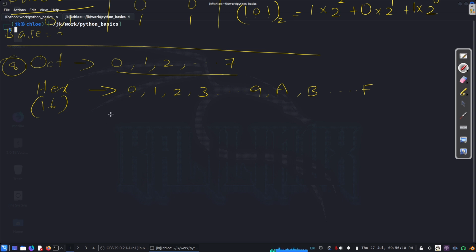For example, if you have something like 1F in the hexadecimal system, you will say, right, 1 into 16 to the power of 1, right? And F is basically 15, right? So 15 times 16 to the power of 0. So I have 16 plus 15, which is 31. So this is my base 16 number and the corresponding decimal number, right?